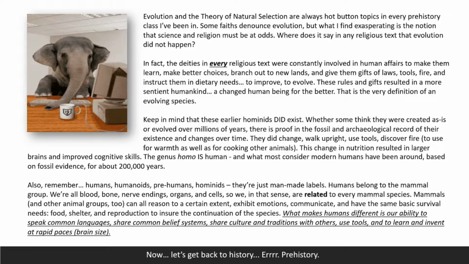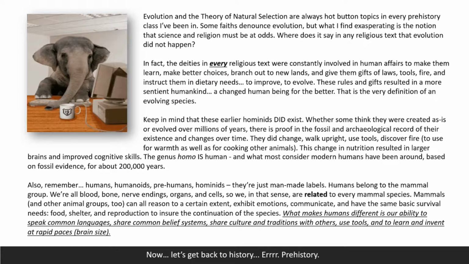It doesn't. In fact, the gods in every religious text were constantly involved in human affairs, making them better people, helping them to learn, make better choices, go conquer this land, improve, involve yourself in laws and tools. Some gods gave them fire, some instructed them in what to eat, what not to eat, and these rules and gifts resulted in a more sentient, wise humankind, a changed human being for the better. Now, that is kind of the definition of evolution.